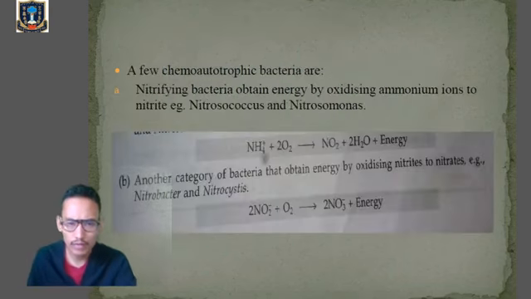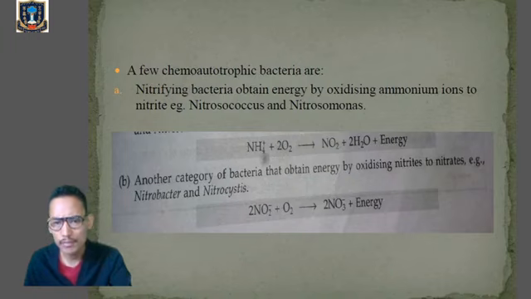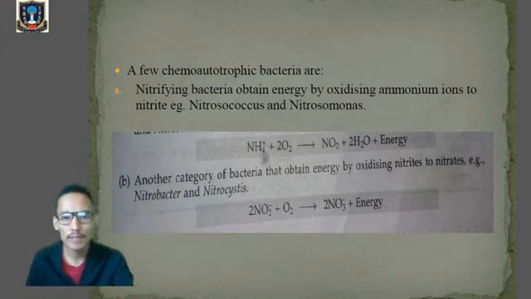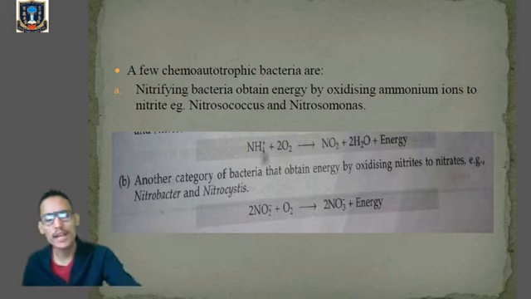First we have nitrifying bacteria, which obtain energy by oxidizing ammonium ions to nitrite. Examples are Nitrosococcus and Nitrosomonas. You can see the reactions, where ammonium ions are broken down to form energy. Then we have another category of bacteria that obtain energy by oxidizing nitrites to nitrates: Nitrobacter and Nitrocystis. Can you remember these names? Nitrifying bacteria help in the fixation of nitrogen.